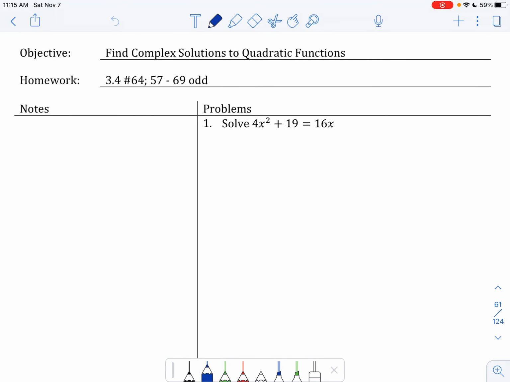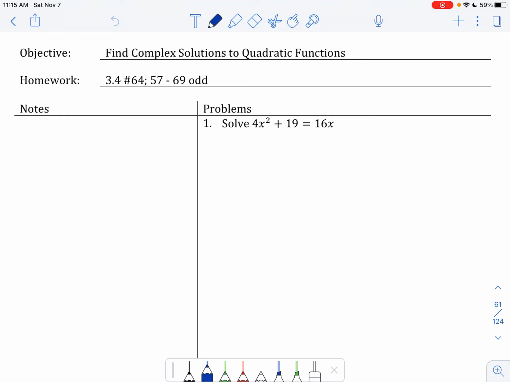Hey all, so we're going to do a quick lesson on finding complex solutions for quadratics. So we're just going to look at one example. If you want to see more, your book has some good ones, as well as please just make a Zoom call and I'm happy to walk through one or two of the homework problems with you.